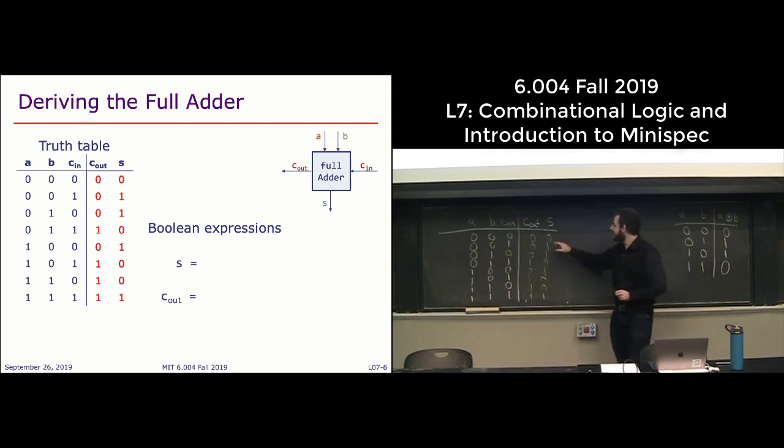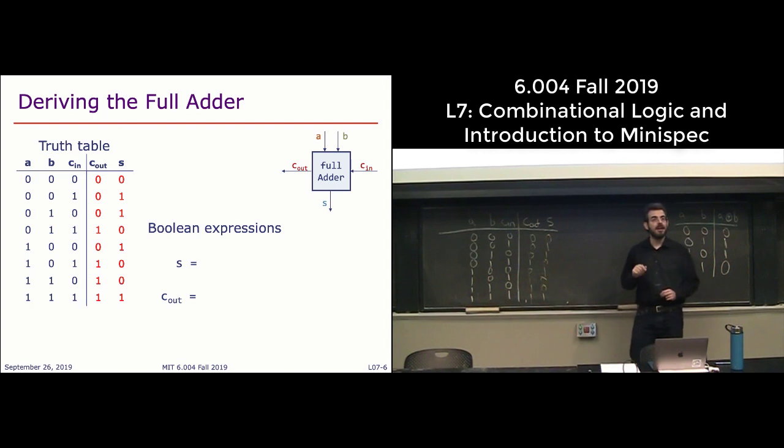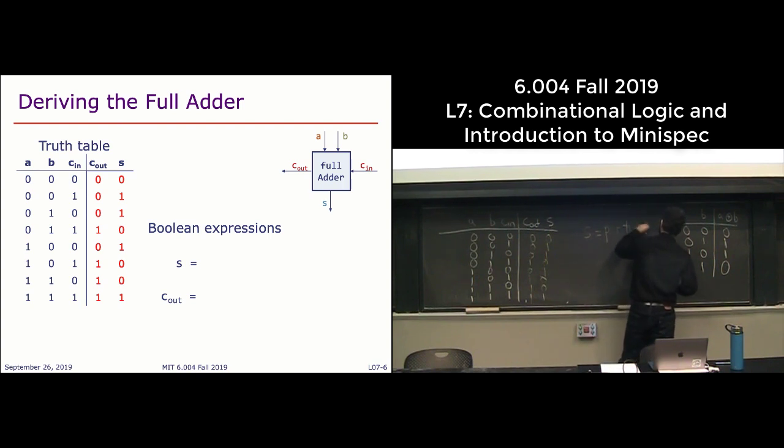S is 1 in all these cases, when you either have one single bit set, these 3 cases over here, or when you have all 3 bits set. In other words, S is 1 when the number of 1s in the input is odd. Exactly. So this is essentially the parity function. So we call this parity of A, B, and C.